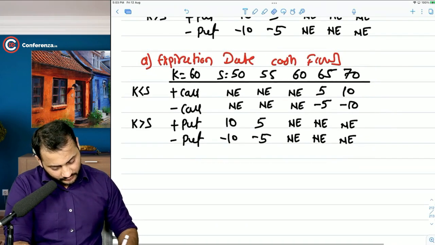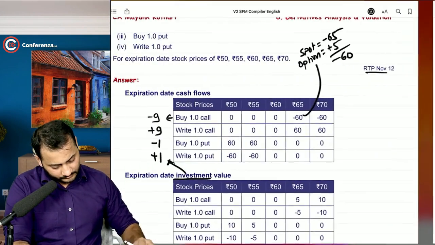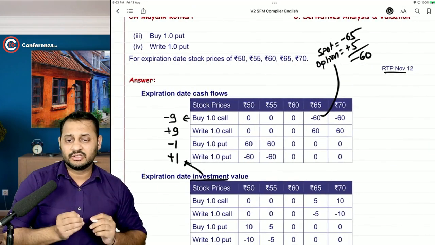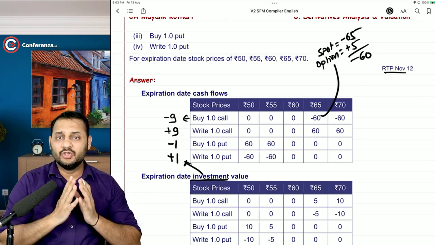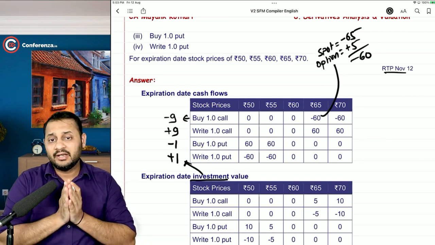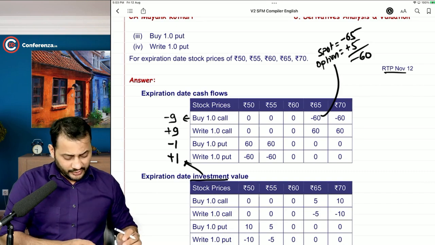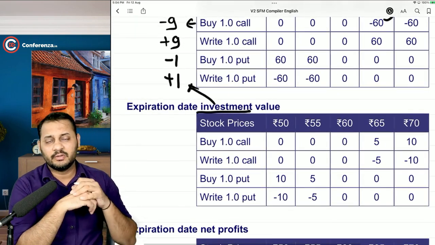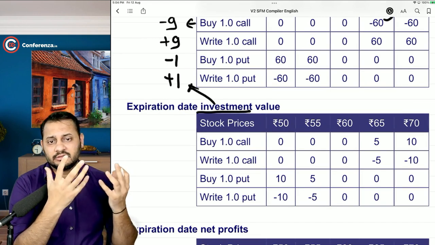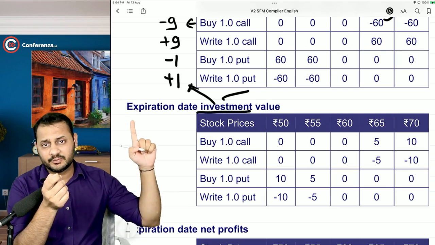Now we have to calculate the expiration date investment value. First of all, on expiry, there is no investment. Investment is always done at the beginning, and investment in the option is nothing but the premium. So when you calculate expiration date investment value, this is where you will get confused, because investment happens at the beginning, not at the expiry.